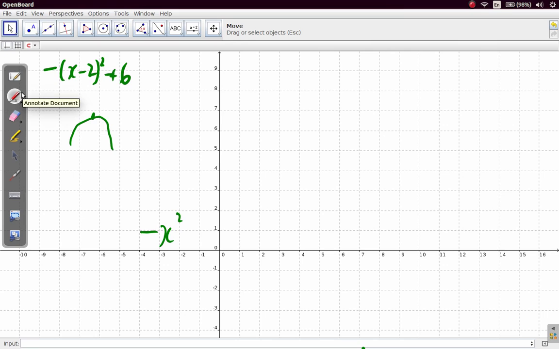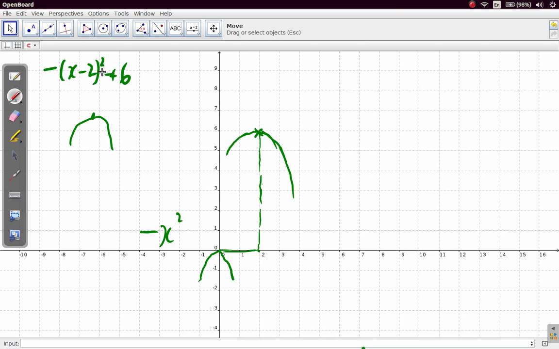Alright, so let's redraw this part. We have negative x squared here. Right, so this is shifted 2 units to the right and 6 units up. So let's see now, 6 units up, so the maximum point should be here. So therefore the graph should look something like this.